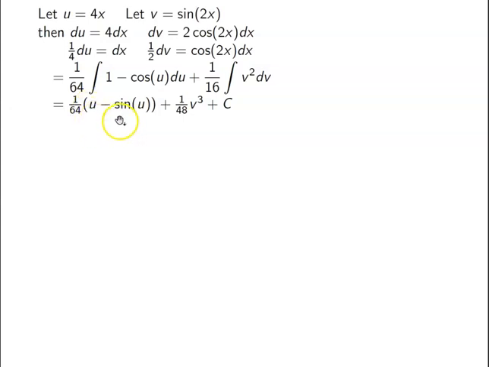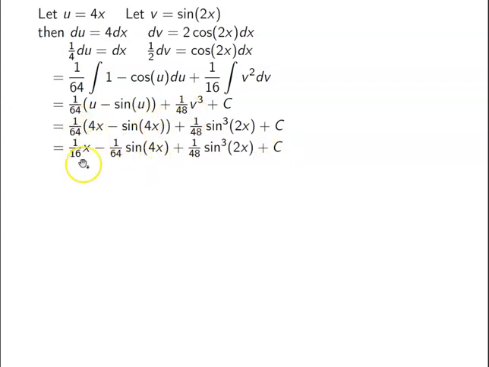Now we have to resubstitute, right? u has to come back in, so this will be 4x, sine of 4x, and v has to come back in, so this will be sine cubed of 2x, right? Let's go ahead and distribute this 1 over 64. So 4 over 64 is 1 over 16, and I can distribute this here, and I have the exact same answer that I had before.